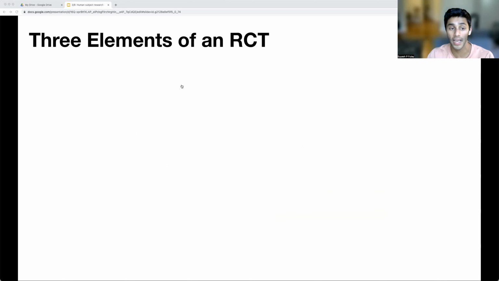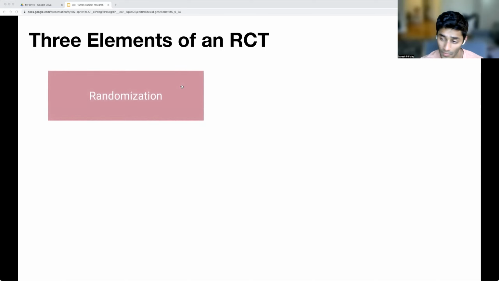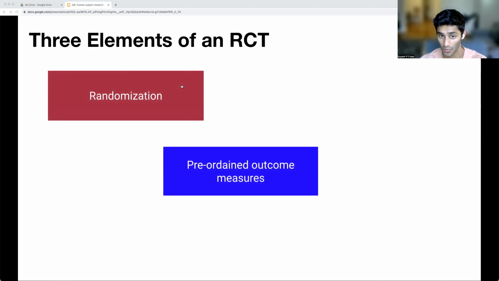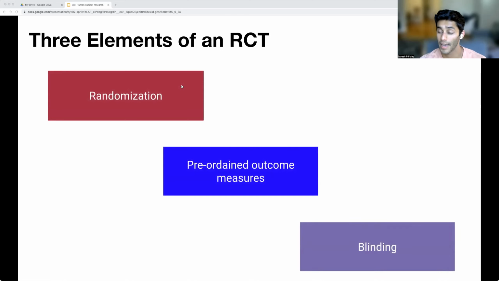And so we're going to cover today the three elements of an RCT. There are many more than three elements, but these are big ones. And so I think they'll be helpful for understanding RCTs and potentially running one. So the first is randomization. The second is preordained outcome measures, which we talked about briefly before, and blinding.